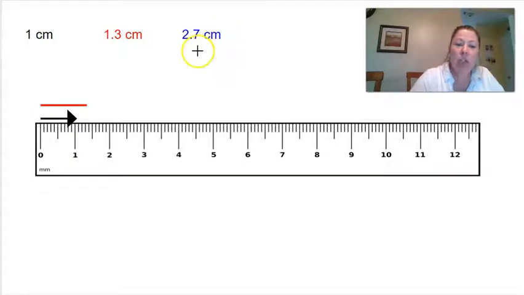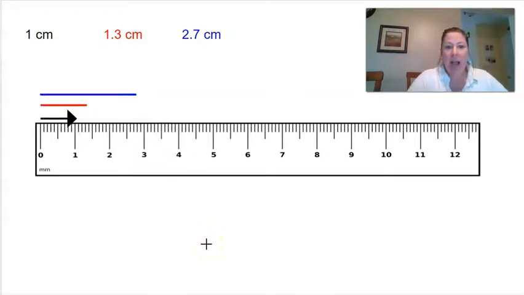Now I want to do one that is 2 7/10 centimeters long. So it's more than 2, but smaller than 3. So I would start again at the 0, go past the 1, go past the 2, and then go an extra 7 little ticks. 5, 6, there it is, right there.